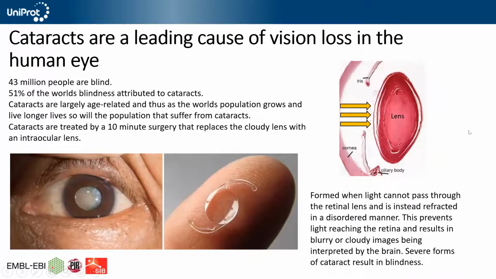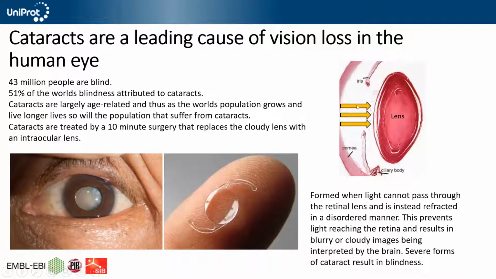So I'm going to talk a little bit about a really common disease in the human eye, which is known as cataracts. 43 million people around the world are completely blind, and over half of this is actually attributed to cataracts. And it's really sad that cataracts is essentially a really simple disease in the fact of how it obstructs your vision. And there's a pretty quick fix if you have access to the healthcare for this.